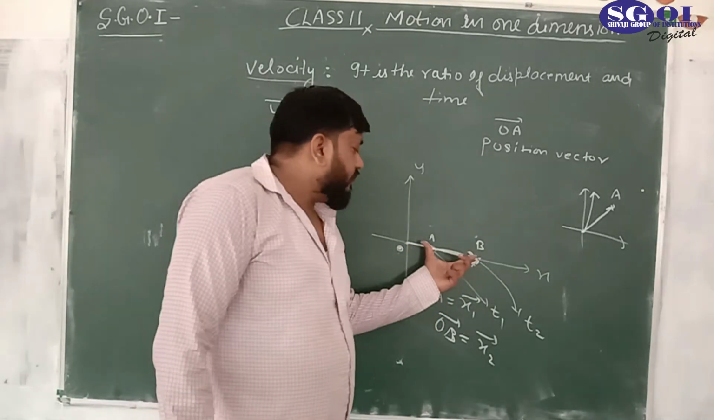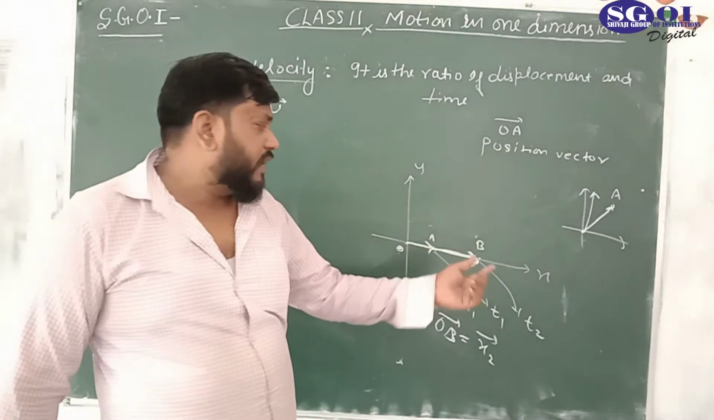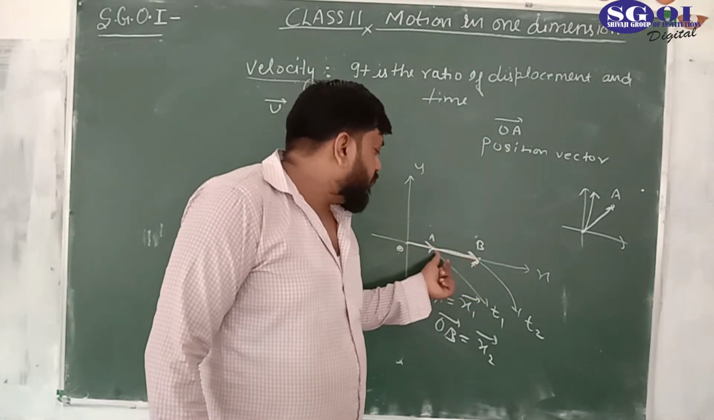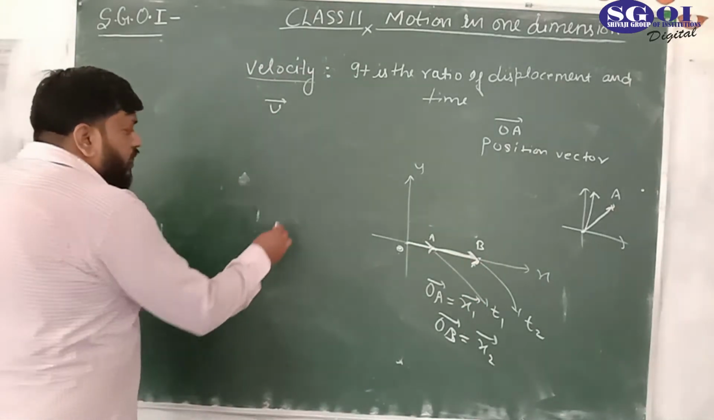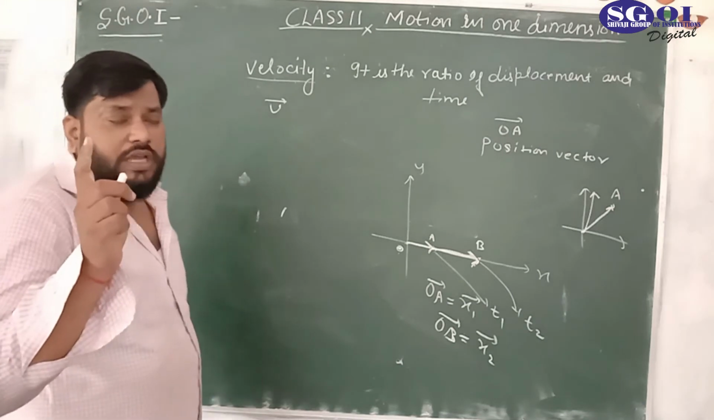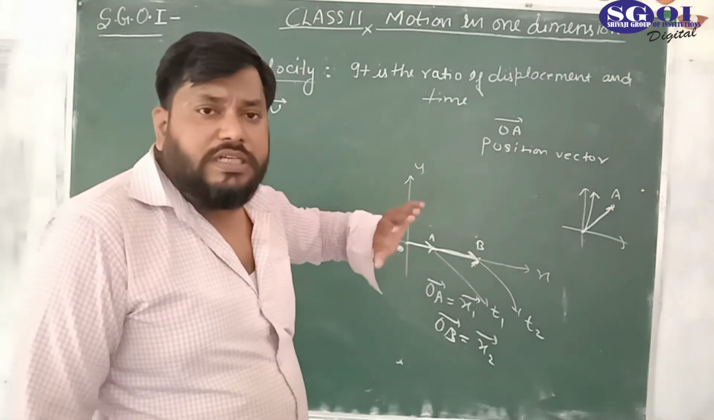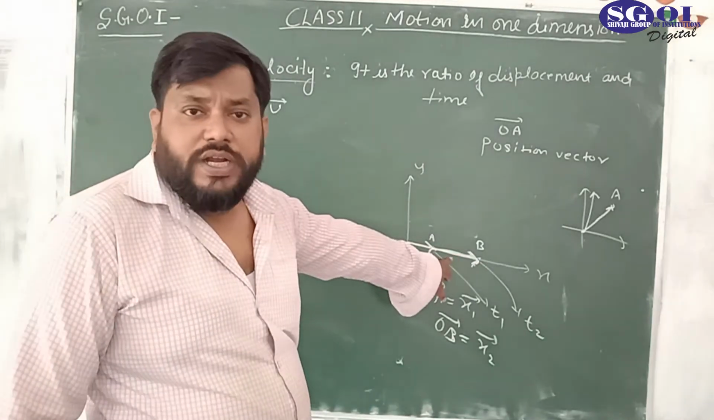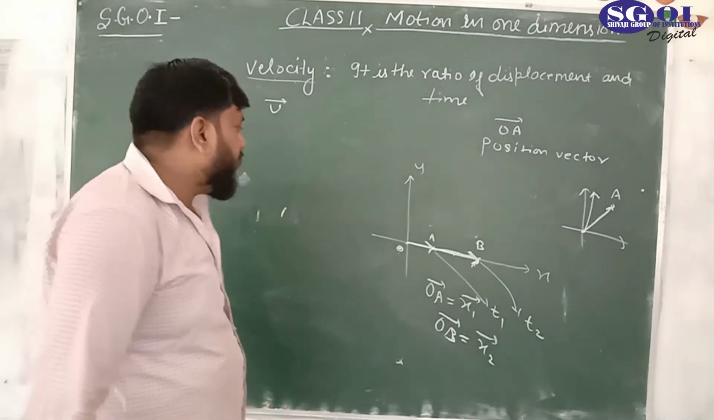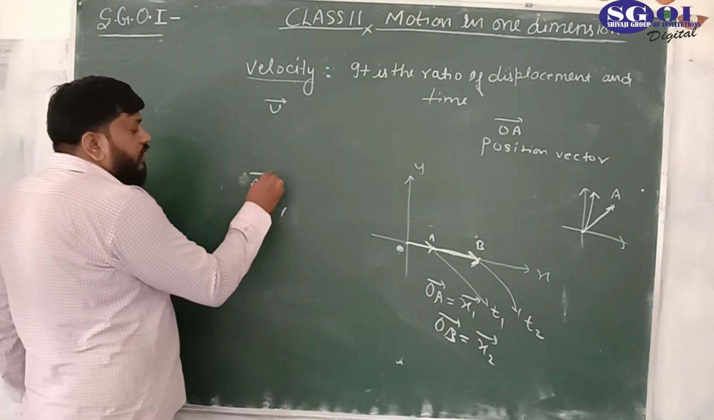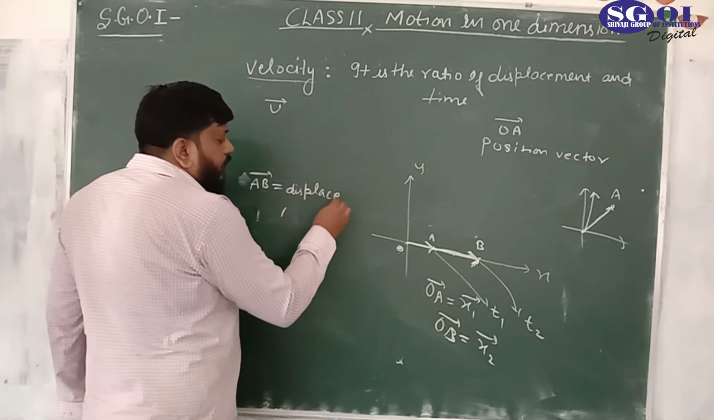So this is the position vector, and this we are taking as the AB vector, which is the displacement vector, because it is displacing from A to B. As I told you in the previous lecture, displacement is a vector quantity, so that's why it is represented by a vector, and AB is representing the displacement vector.